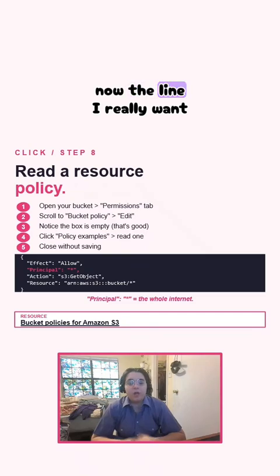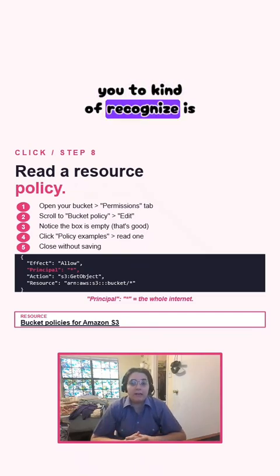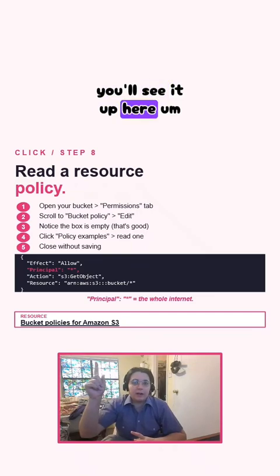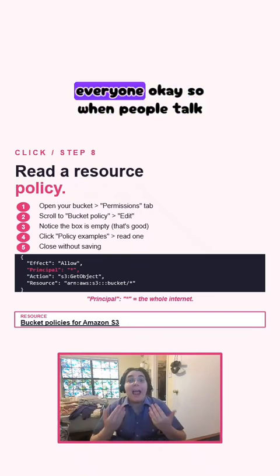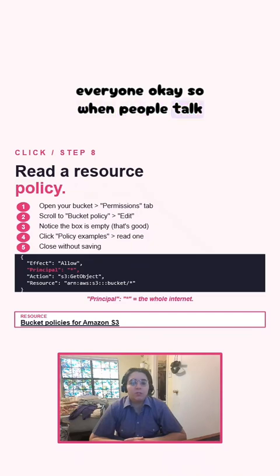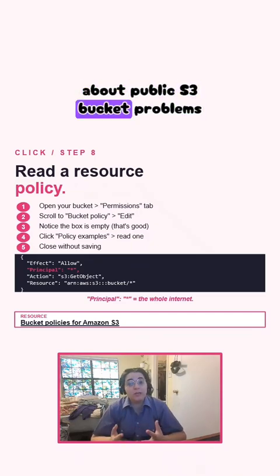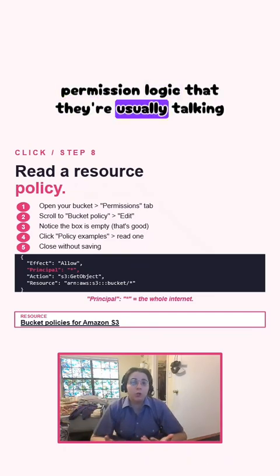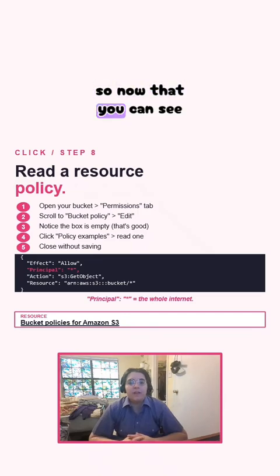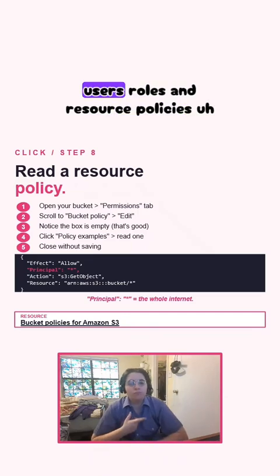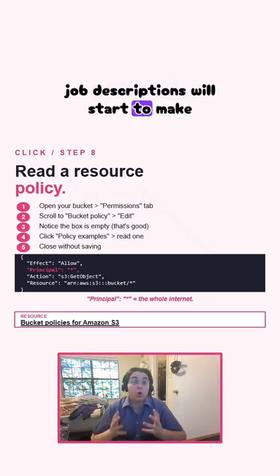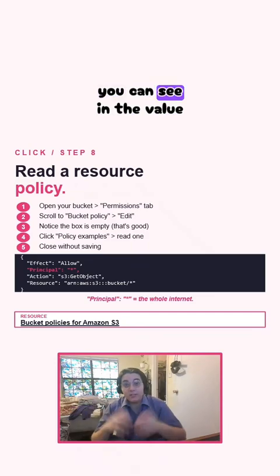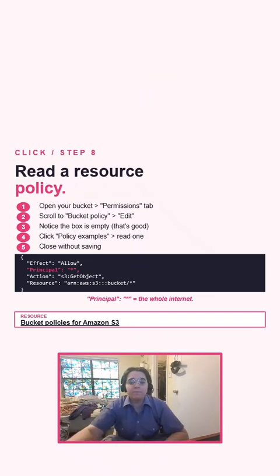Now, the line I really want you to recognize is principal. You'll see it up here. That means everyone. Okay, so when people talk about public S3 bucket problems, this is the kind of permission logic that they're usually talking about. So now that you can see users, roles, and resource policies, job descriptions will start to make a lot more sense, as you can see the value of this tool.